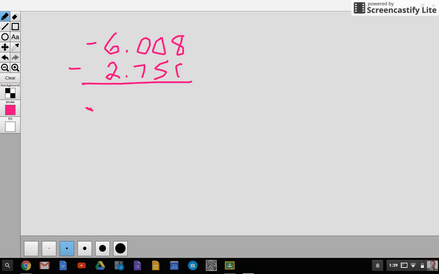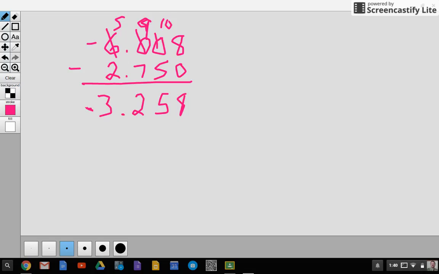So, putting a 0 there to fill in, 8 minus 0 is 8. Going to have to do some regrouping here. So 10 minus 5 is 5. 9 minus 7 is 2. And 5 minus 2 is 3. So my answer is going to be a negative 3.258.